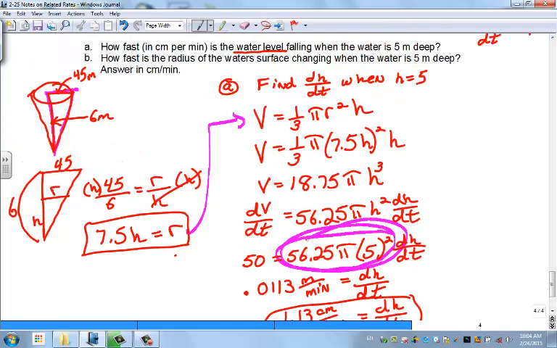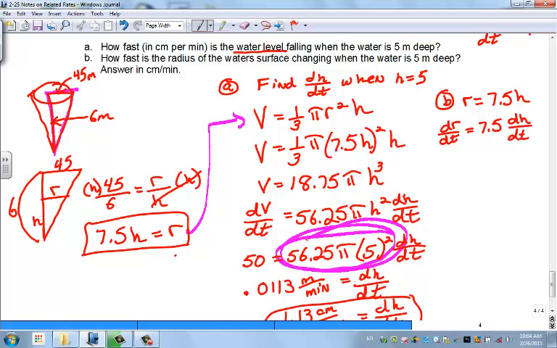There we go. Part B, the last part, says how fast is the radius of the water's surface changing when the water is 5 meters deep. So all you have to do here, you already have a relationship, r equals 7.5h, and all you're talking about is the radius and the height of the water. So that's the formula you want. You want something that relates the radius to the height of the water. So now we take a derivative, we get dr/dt equals 7.5 dh/dt.